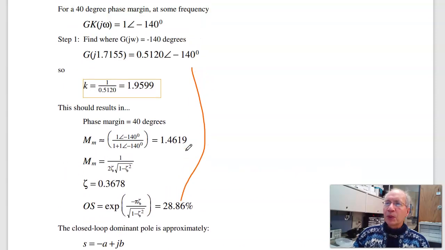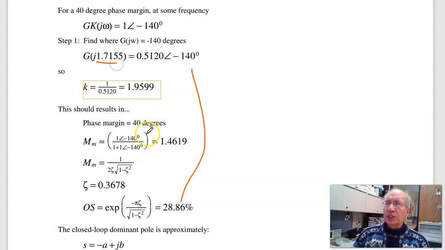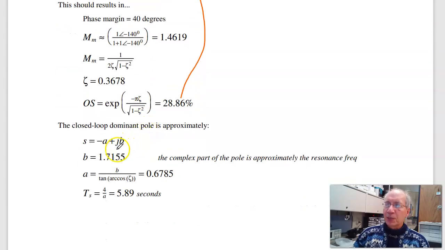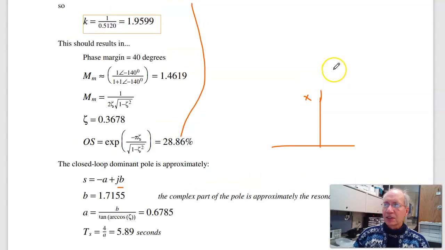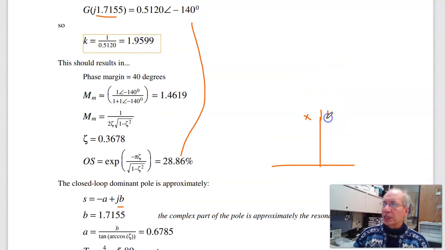The closed-loop dominant pole, the resonance is at 1.7 radians per second. That's the complex part of the pole. The real part gives you the damping ratio of 0.36. So the real part is 0.67, 5.89 radians per second. Kind of what you're doing is the resonance is right here. That's the complex part of the pole. That is 1.71 radians per second.